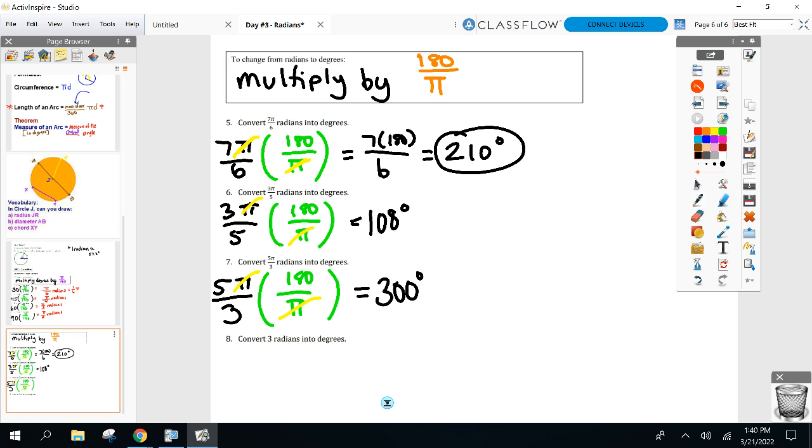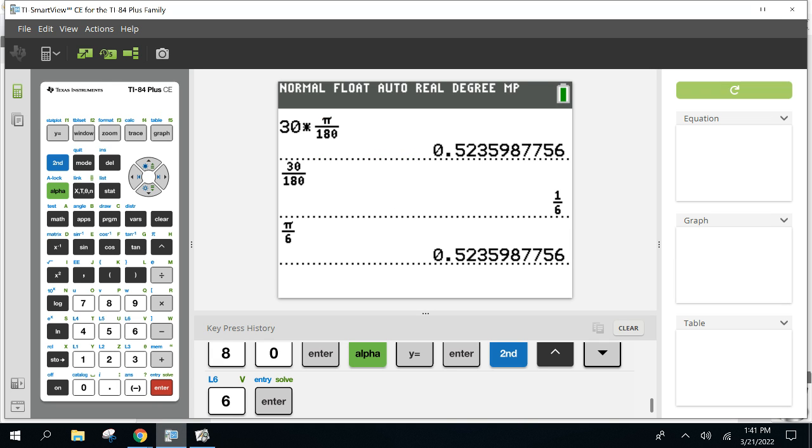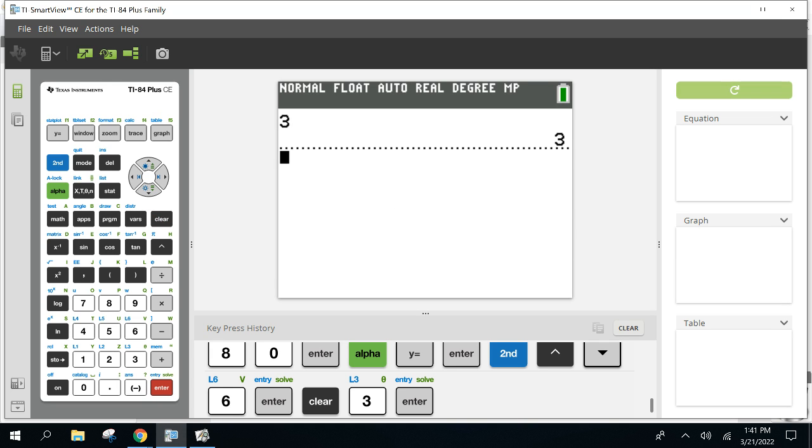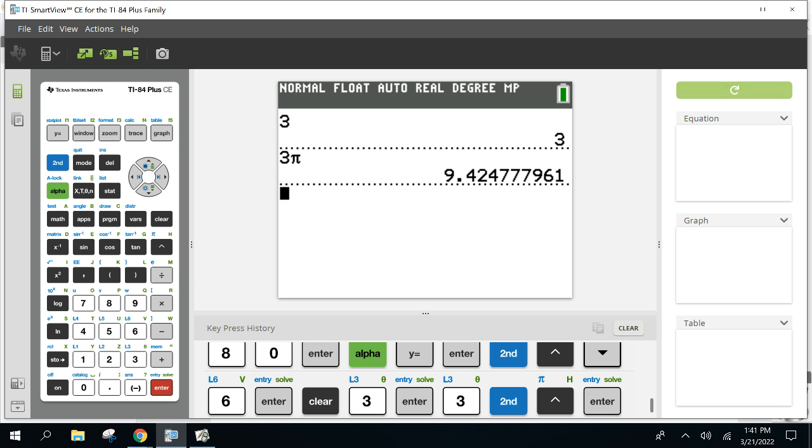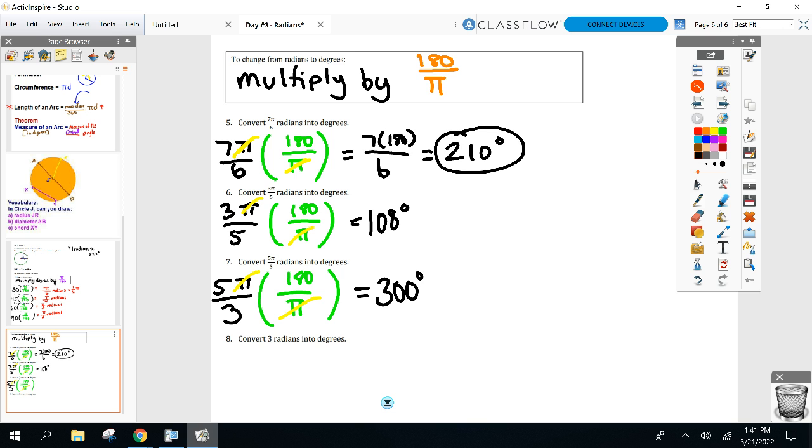Radians don't always have to have pi in it. I got 3 radians. That's it. Not 3 pi radians. That's a totally different number. All right? 3, totally different number than 3 pi. A lot different. Okay, this is 3 radians. So a lot of you guys are getting nervous because there's no pi to cross out. Oh well.